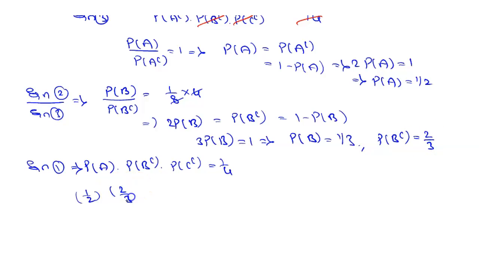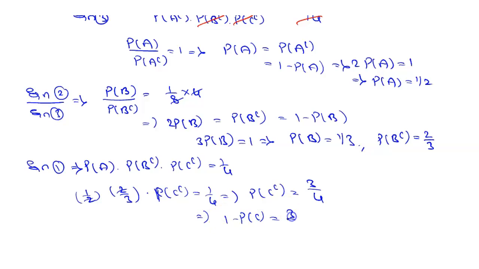So P of B complement is 2 by 3 into P of C complement, I am writing it as it is, equals 1 by 4. Here 2 will get cancelled out. This implies P of C complement is equal to, the 3 down there we will send to the right side numerator, 3 by 4. P of C complement can be written as 1 minus P of C, that is equal to 3 by 4. Change the direction, 1 minus 3 by 4 is equal to P of C, so P of C is equal to 4 minus 3, that is nothing but 1 by 4.